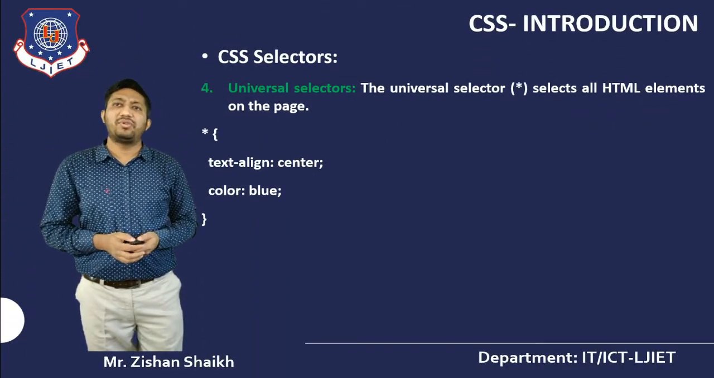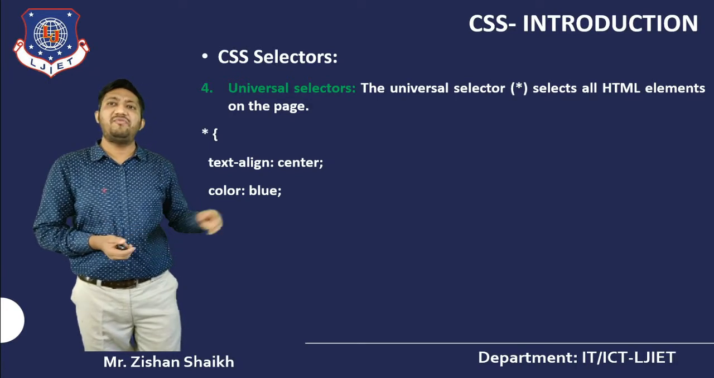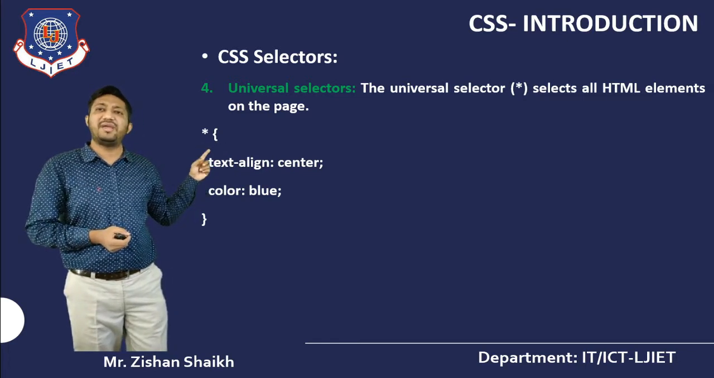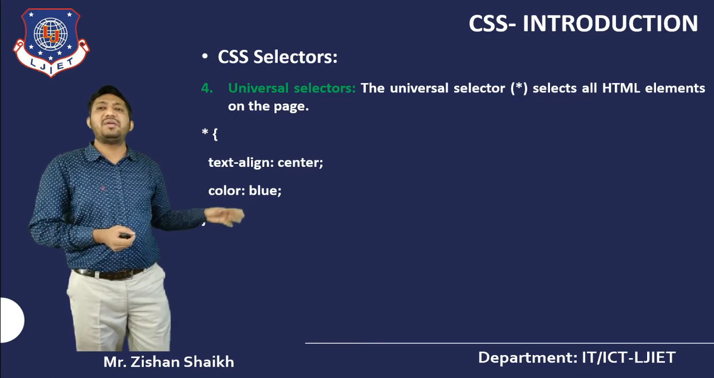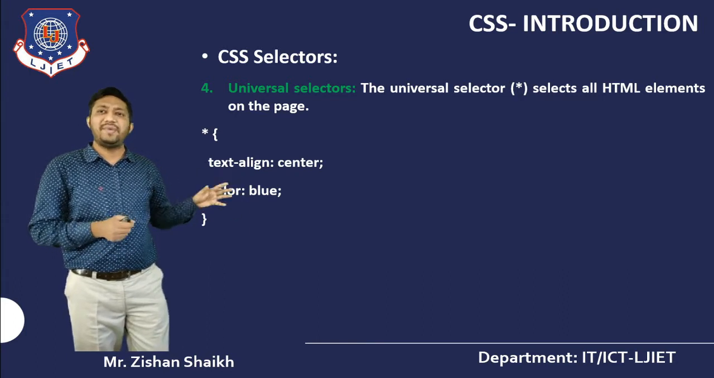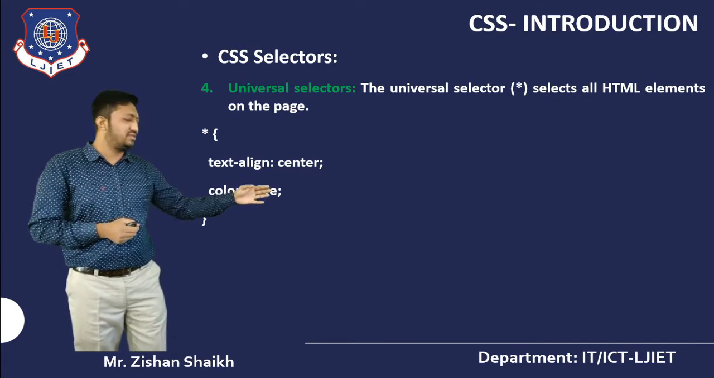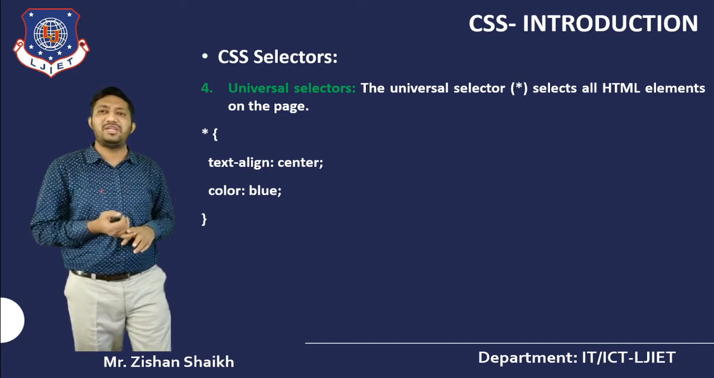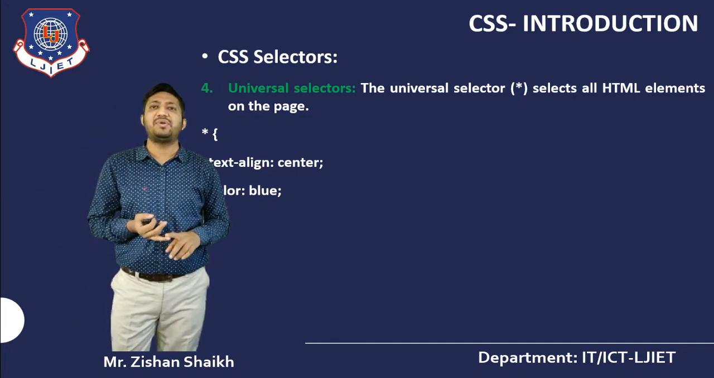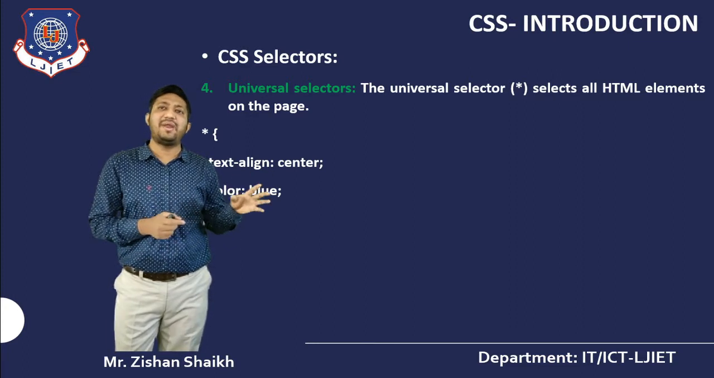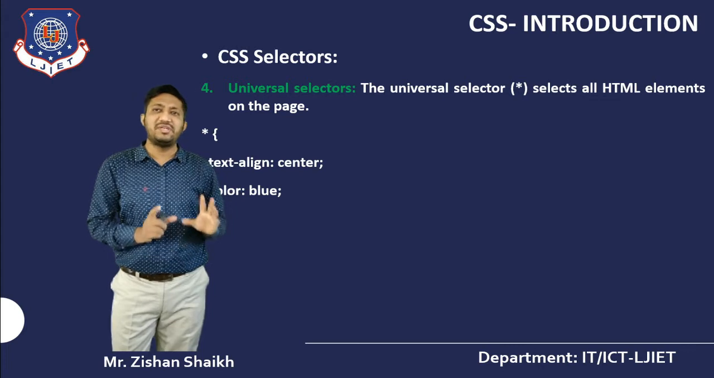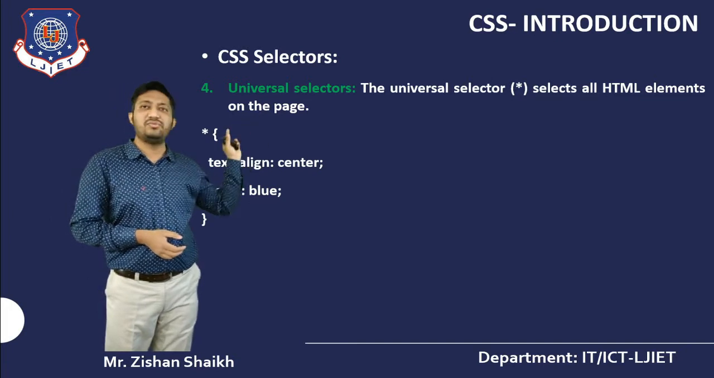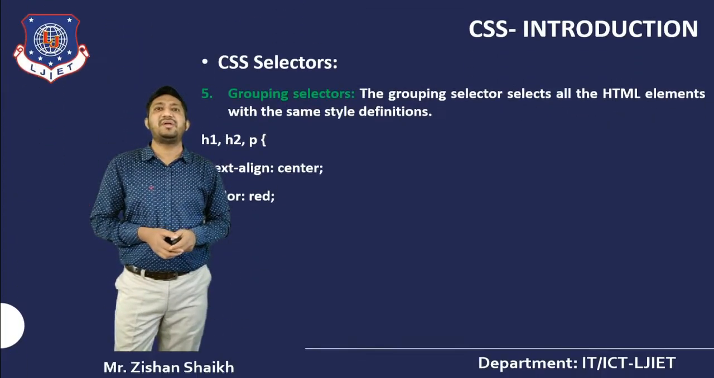Now we are moving to the fourth one, the universal selector. If we are using the universal selector, then we use the star. Star means that whatever elements are available in my HTML page, all those elements are assigned the same property and value. For example, in my HTML page one p tag is there, one h1 tag is there. If I want to apply the same CSS property and value to all, then we can use the universal selector. For that we use the star symbol, or we can say the asterisk.